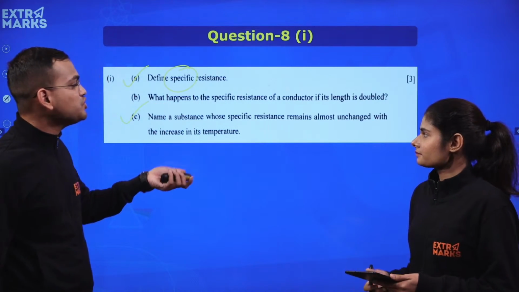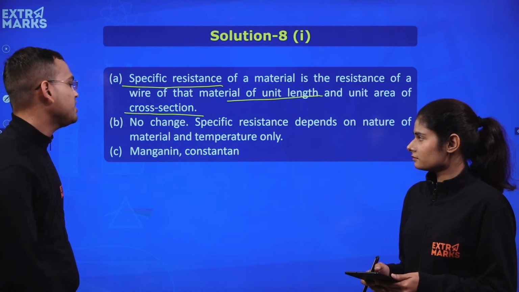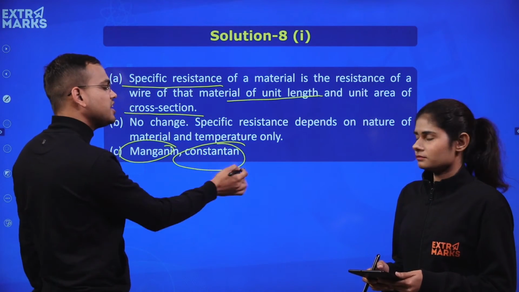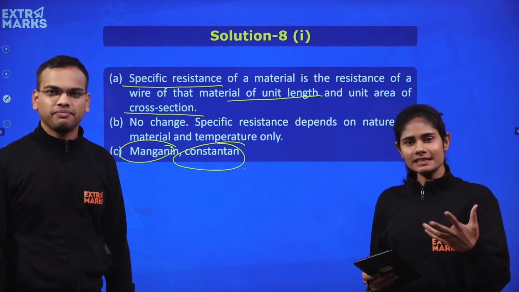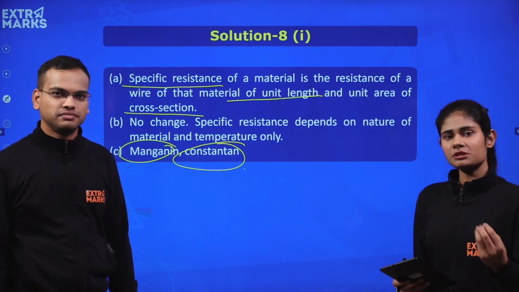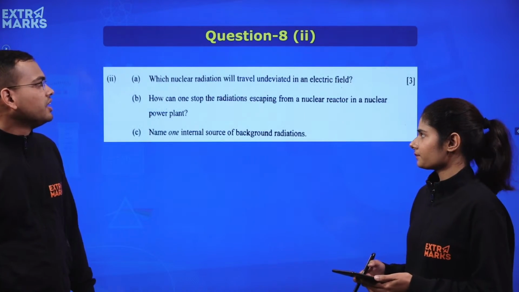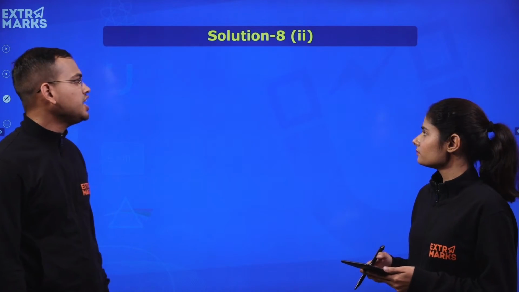Now, a substance whose specific resistance remains almost unchanged with an increase in temperature is manganese and constantan. They are alloys, and whenever you increase the temperature of those substances, their resistivity doesn't have any significant changes. Okay, so which nuclear radiation will travel undeviated in an electric field?